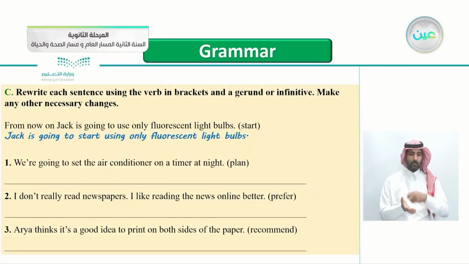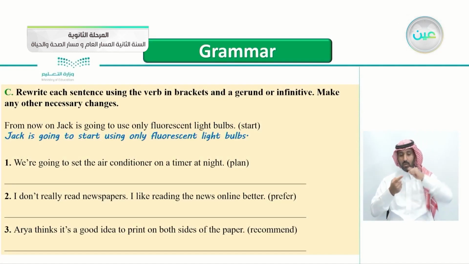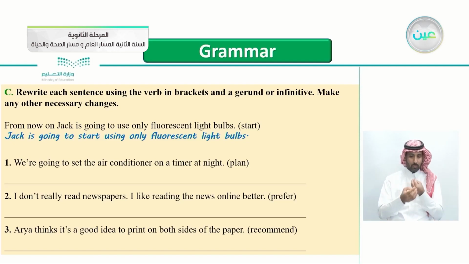Exercise C here, rewrite each sentence using the verbs in brackets and gerund or infinitive. Make any other necessary changes. For example, here, from now on, Jack is going to use only fluorescent light bulbs, and the verb is start. And the answer was, Jack is going to start using only fluorescent light bulbs. So again, we have to rewrite the sentence using the verb in brackets and put it with a gerund or an infinitive.